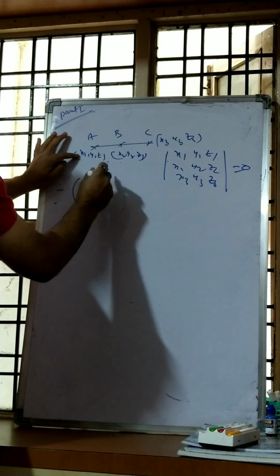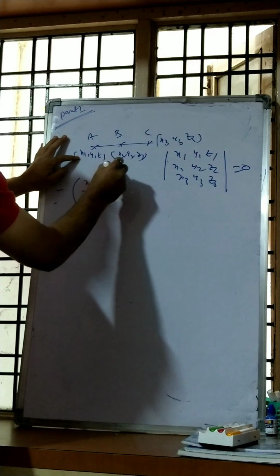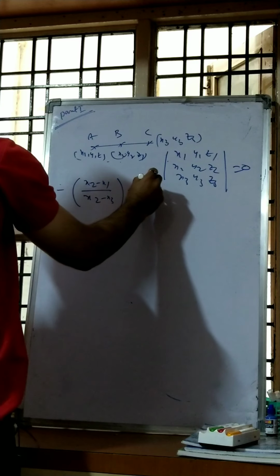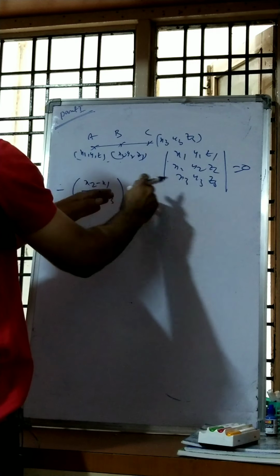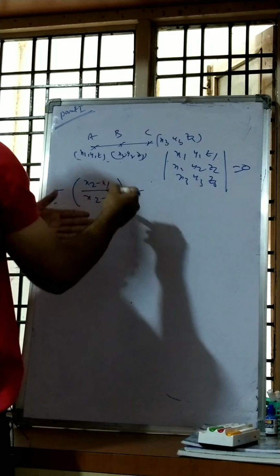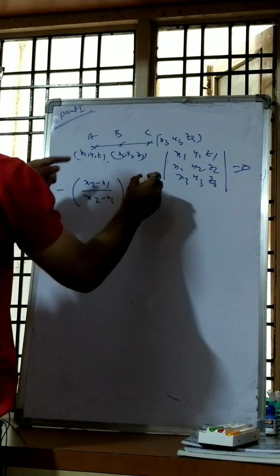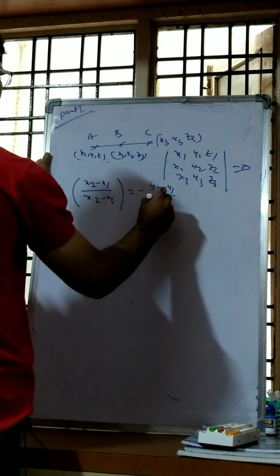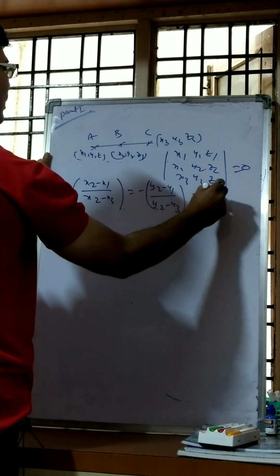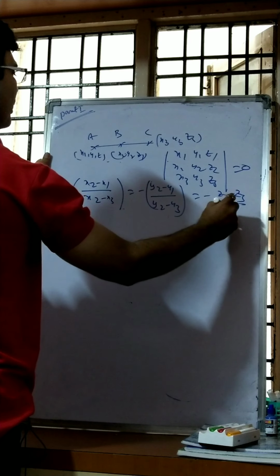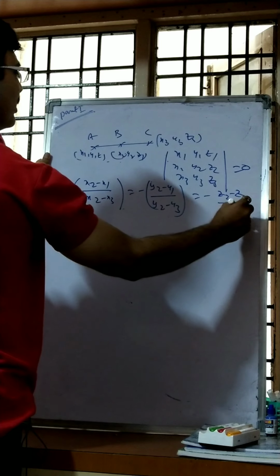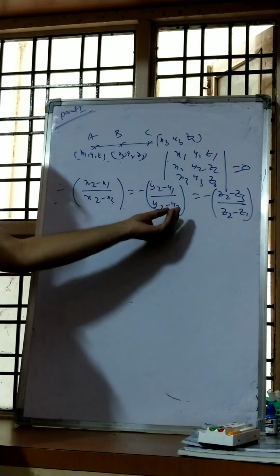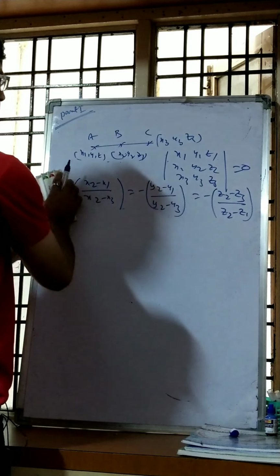x2 minus x1, B divides AC, so what you can write? x2 minus x1 and x2 minus x3, like this. So minus of, and in the same way we can write everything, y also, z also. y2 minus y1 divided by y2 minus y3, or z2 minus z3 divided by z2 minus z1 also, but this is the same. So you can use this and you can get the result for collinear.